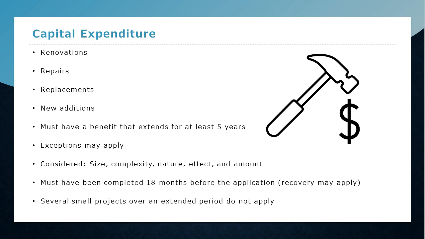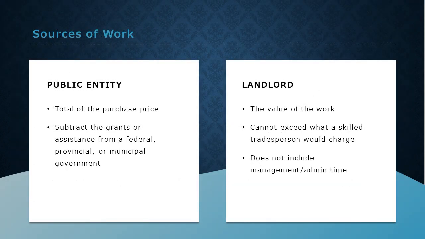The work must have been completed in the 18-month period before the date of the application, and the landlord must have incurred the costs at that time. If a project takes more than 18 months to complete, the LTB will allow recovery if the project was completed within the prescribed period. However, a landlord who has undertaken several similar projects over an extended period will not be allowed to recover all the projects in one application. Expenditures can come from two sources of work, either by the landlord himself or a public entity.